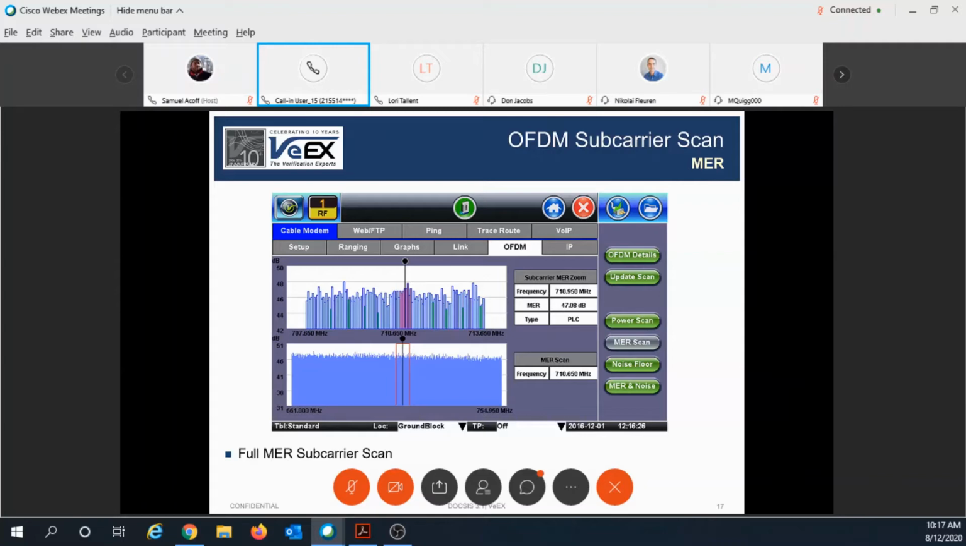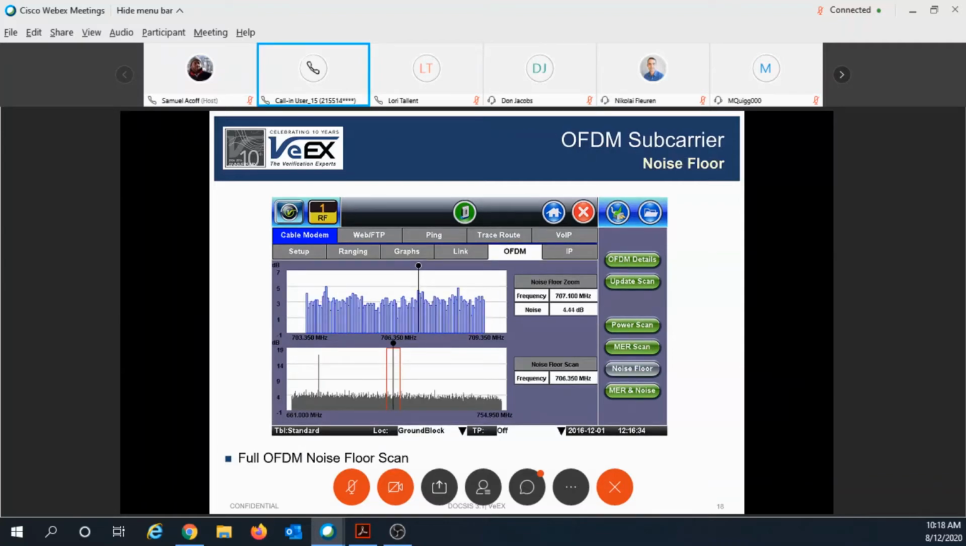So this is what you want to see. You want to see a nice, flat, uninterrupted graph. And again, I really just have to glance at the scale. I'm checking all 1,800 carriers in this case very, very quickly. The subcarrier scan generates in about 30 seconds.